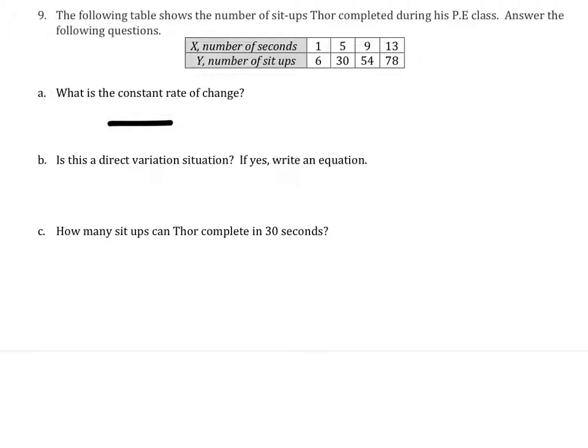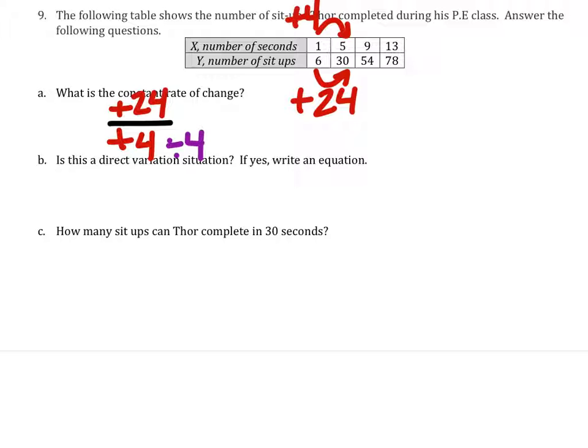1, 6, and 5, 30. So we'll just use these 2 points next to each other. All right, so how far is it from 6 to 30? You would have to add 24, right? So that is our numerator. How far is it from 1 to 5? 4. So you'd have to add 4 in count. And we can simplify both of these by 4. And that would give us 6 over 1.